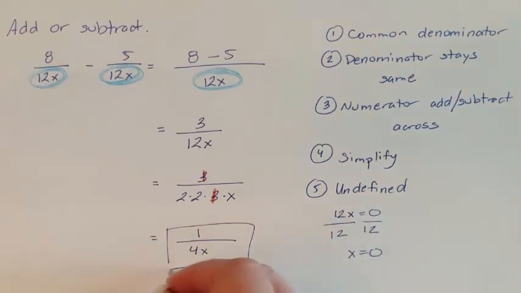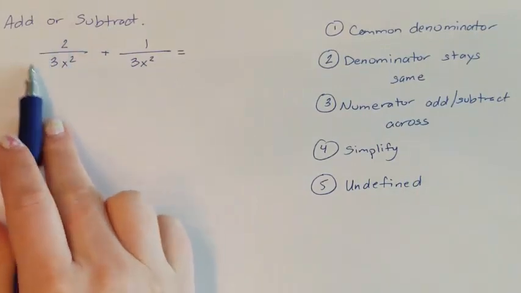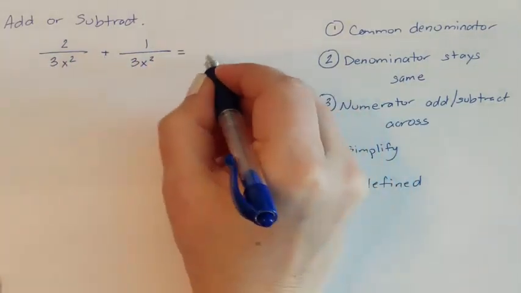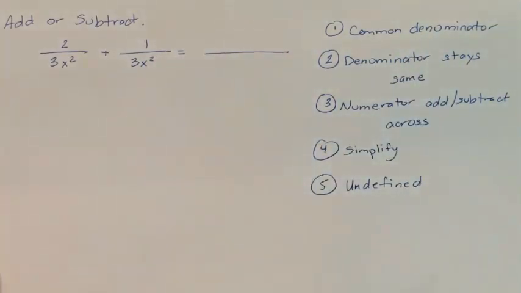So this is my final answer, and I am done. Our next problem, we are adding and subtracting. I have a fraction being added to another fraction, so I know I'm going to get a fraction in my answer. First thing I need to do is see, do I have common denominators?